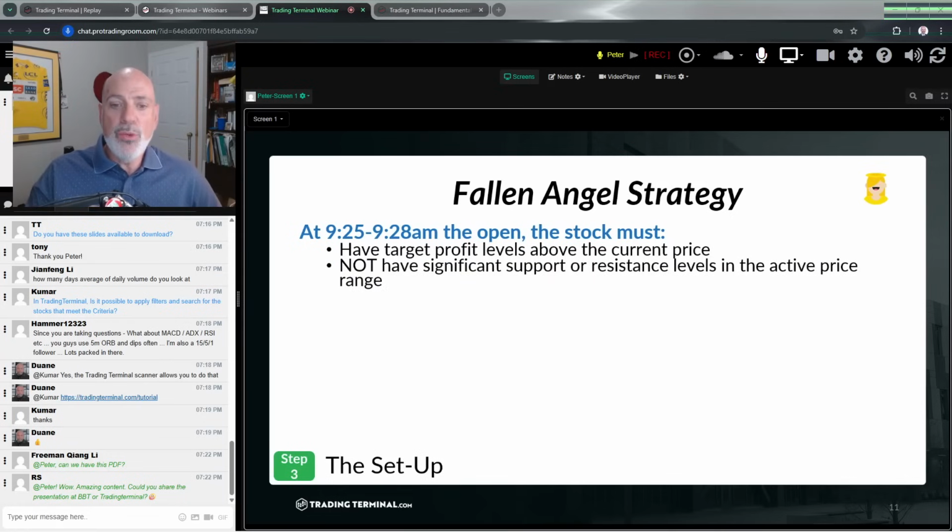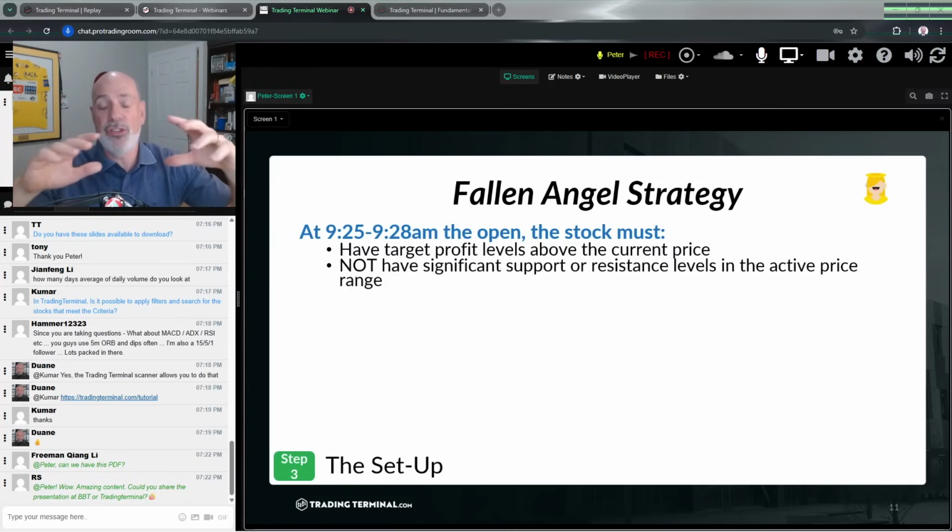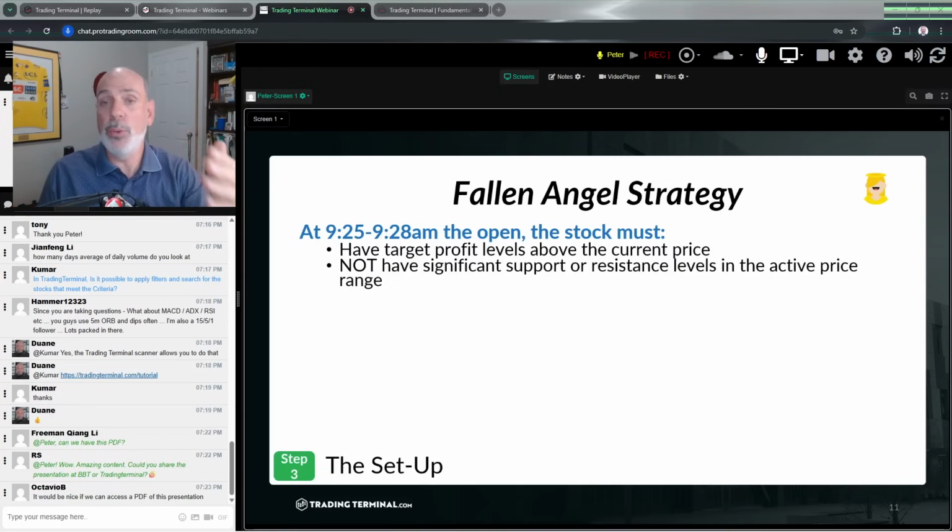Second, I do not want to have significant support or resistance levels in the active price range. So what does that mean? That means, if I'm looking at this thing to move higher, I don't want it to be all congested with areas where a ton of trades, a ton of shares have traded hands many times, and it's created levels. Now, the levels depend on you and your trading, right?